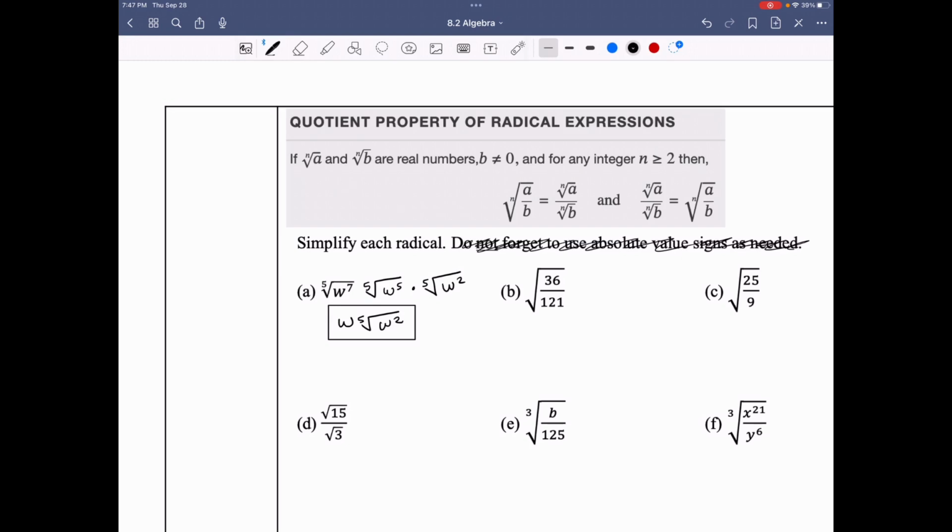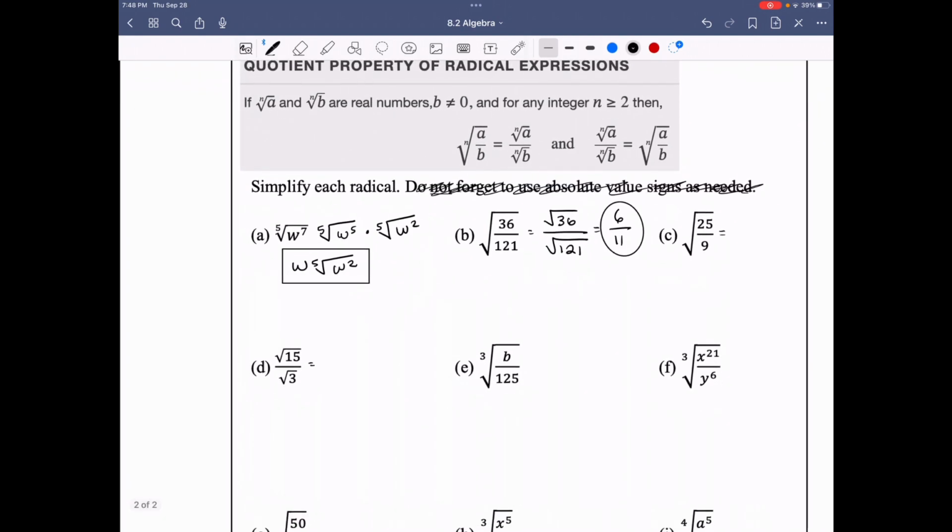For b, we can split this into the square root of 36 over the square root of 121, which gives us 6 over 11. Same thing for c. Let you guys think that one through. And then for d, so you go ahead and write your answer for c.